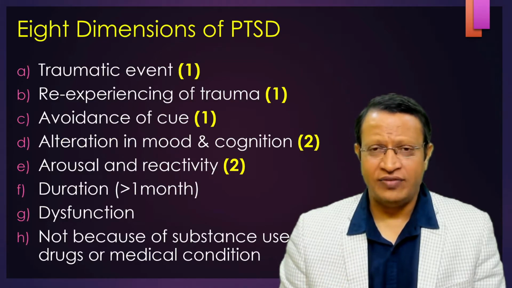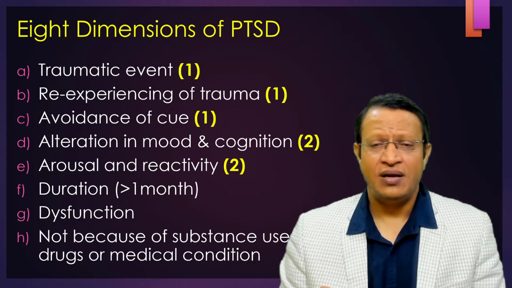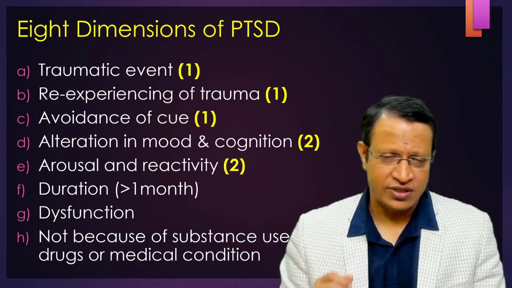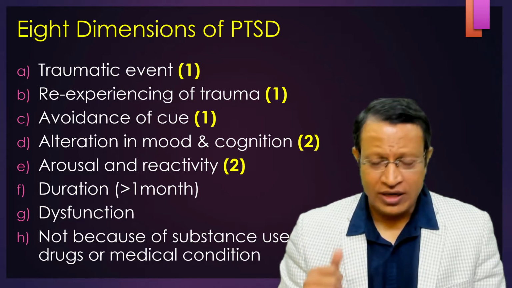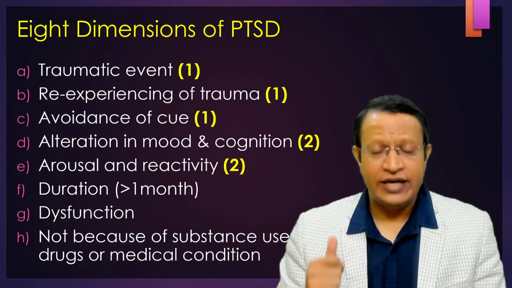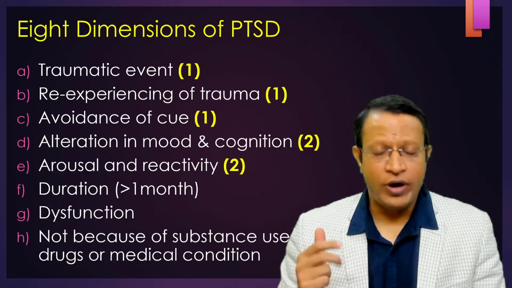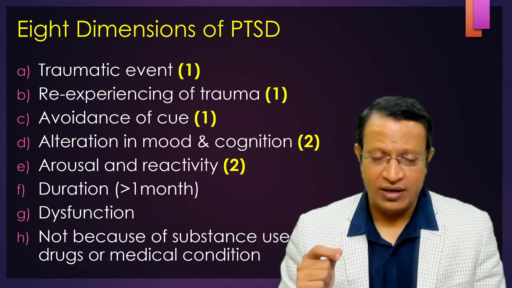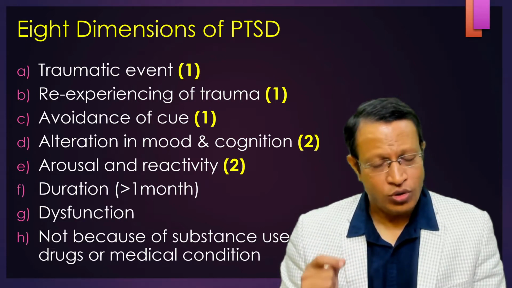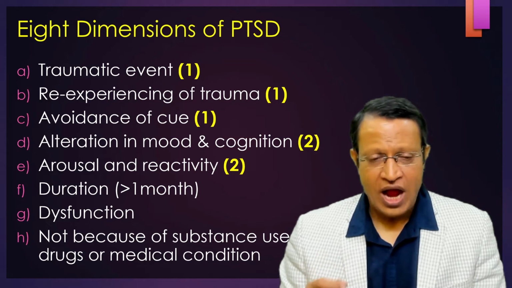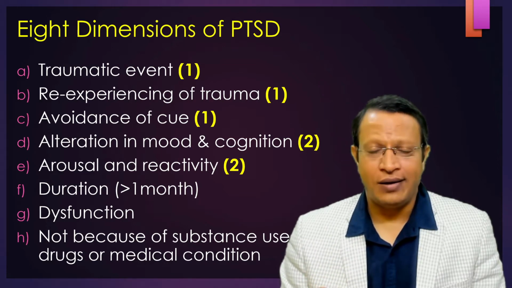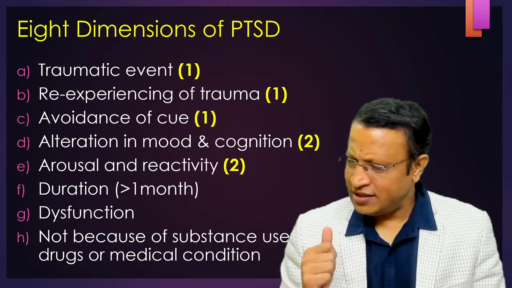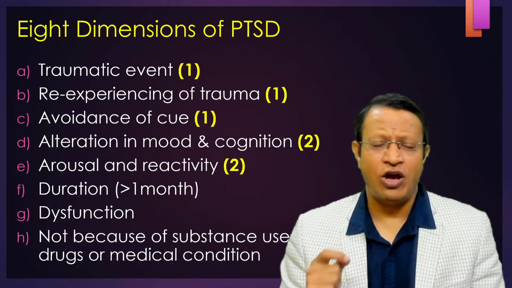According to DSM-5, there are 8 dimensions placed under the post-traumatic stress disorder diagnosis. Those 8 are: traumatic event, re-experiencing the trauma, avoidance of the cue, alteration in mood and cognition, arousal and reactivity, duration more than 1 month, dysfunction, and not because of substance use, drugs or medical conditions. These are the 8 criteria that have been placed.